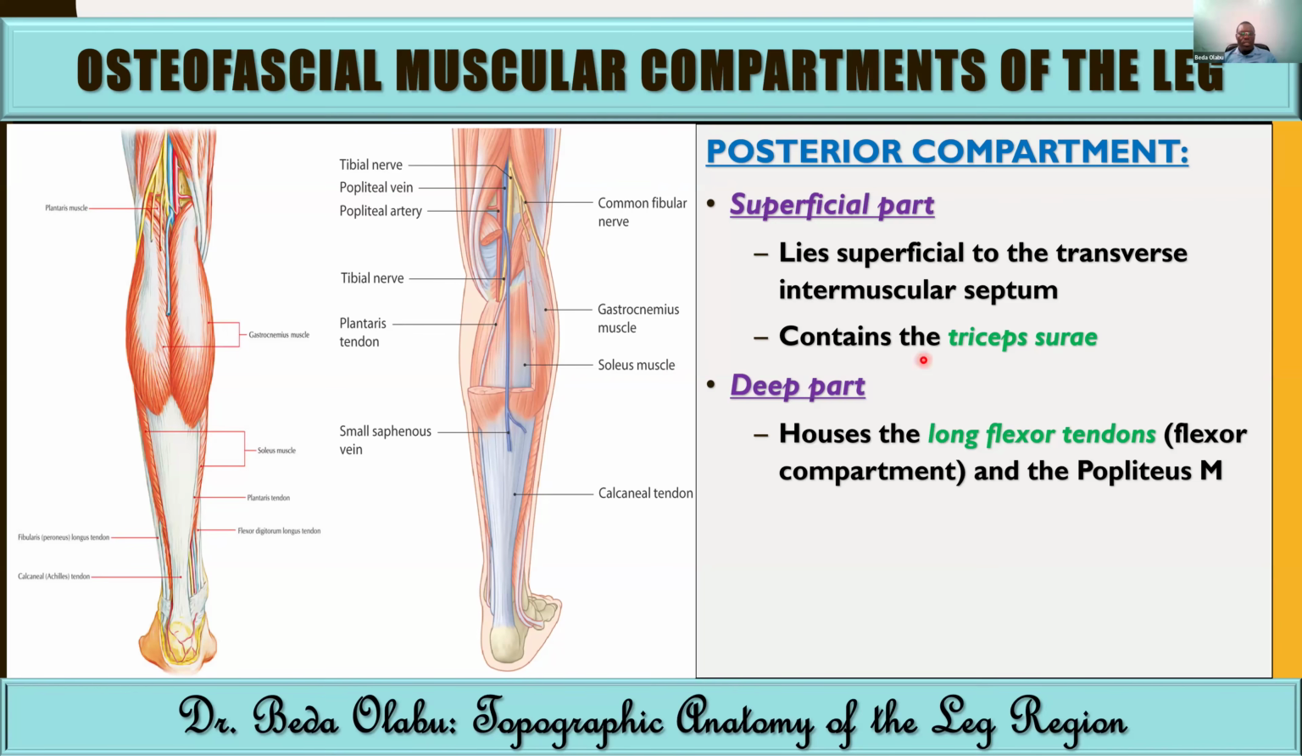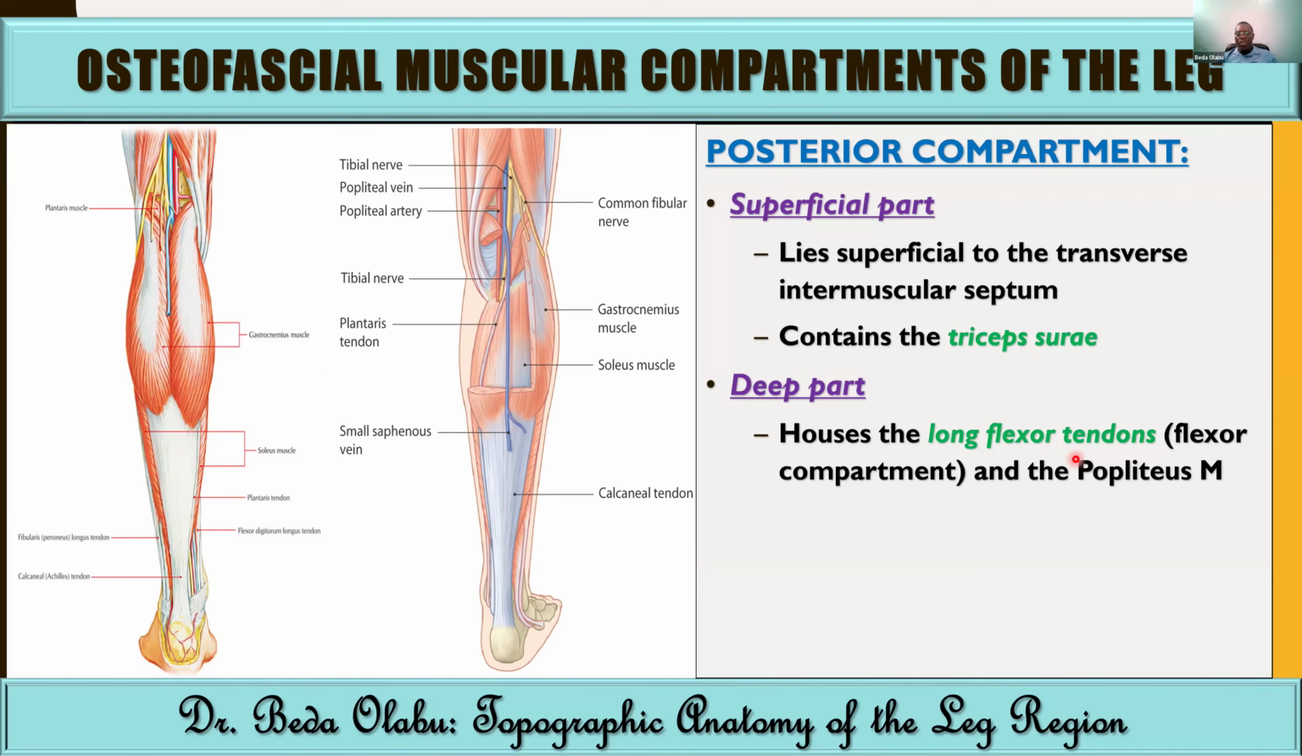Anyway, the muscles of the deep compartment of the leg cause flexion of the toes, and for that reason, we call this posterior compartment the flexor compartment. So these long flexor tendons, which ones are they? We have the flexor hallucis longus. We also have the flexor digitorum longus. But in addition, we also have tibialis posterior.